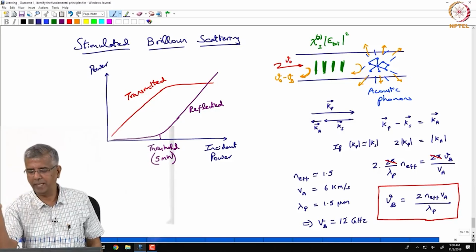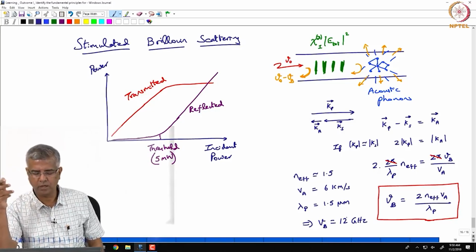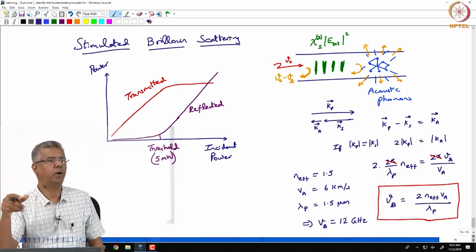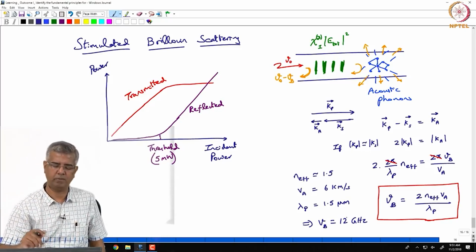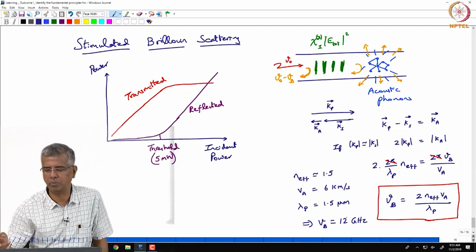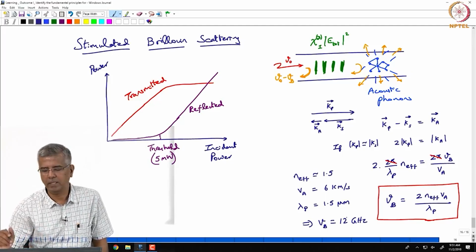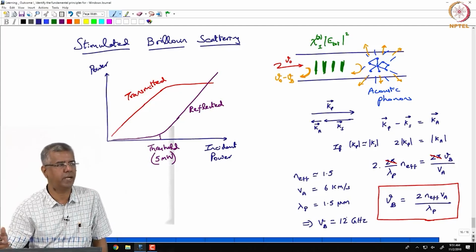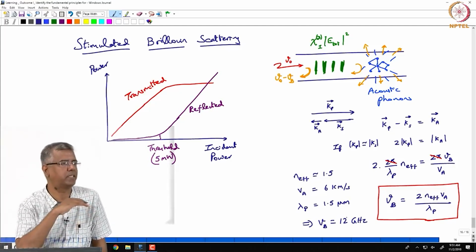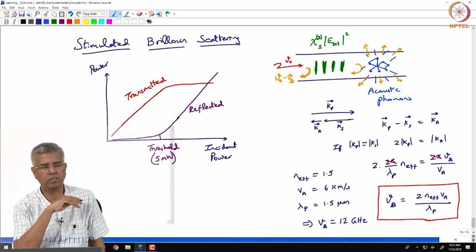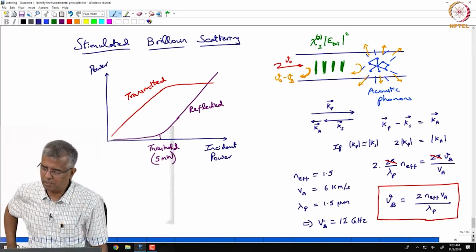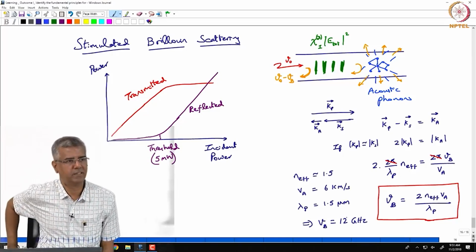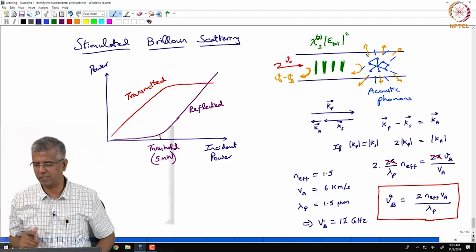But that is a level of detail that may not be so interesting to some people. What is important to understand is that beyond a certain power level that you put into the fiber, you start having this Brillouin scattering, which means that light is actually getting backscattered. It's not going forward. That's actually very bad for communications. It's really bad for communications.